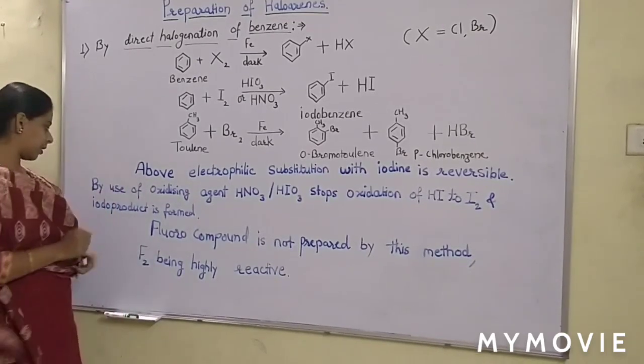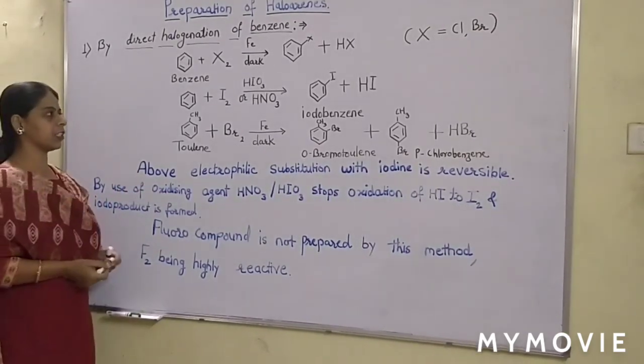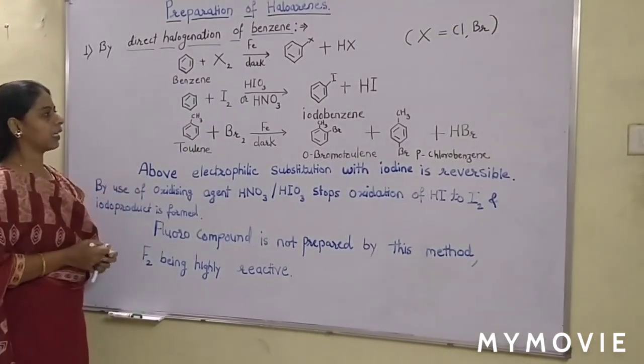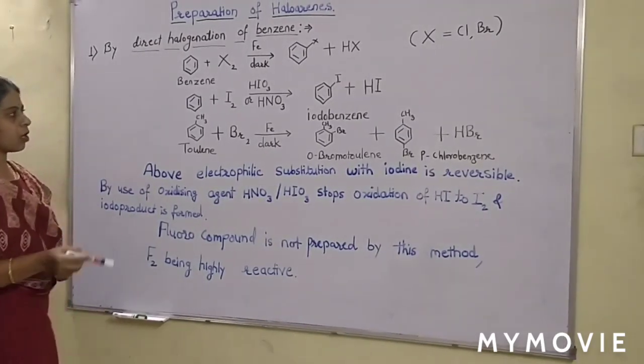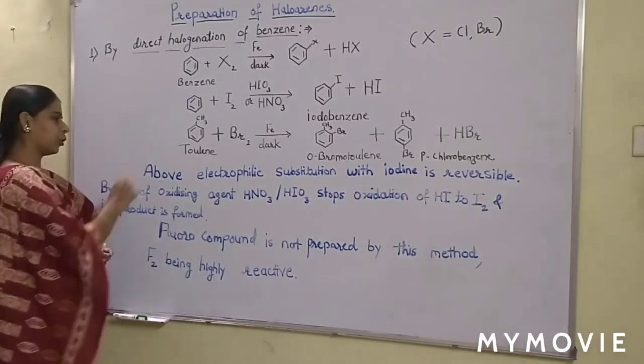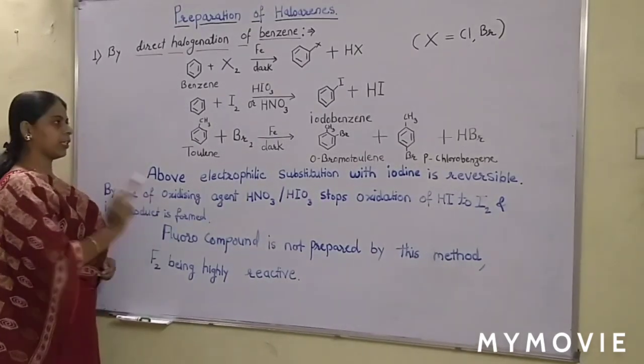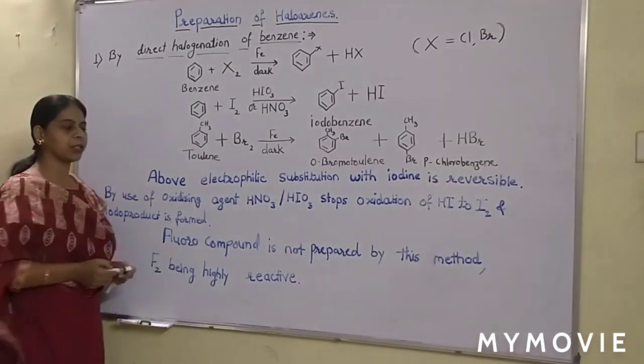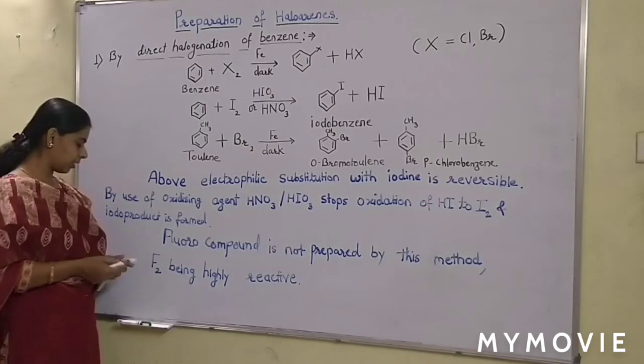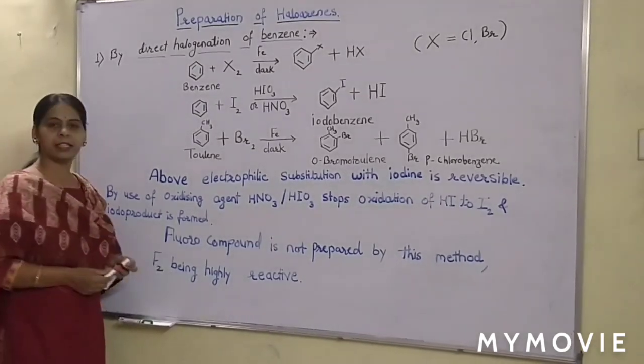Now the above electrophilic substitution with iodine is reversible. This reaction is made to go forward by use of an oxidizing agent, HIO3 or HNO3, which stops oxidation of HI to I2. Iodide product is formed, and a fluoro compound is not prepared by this method because F2 is highly reactive.